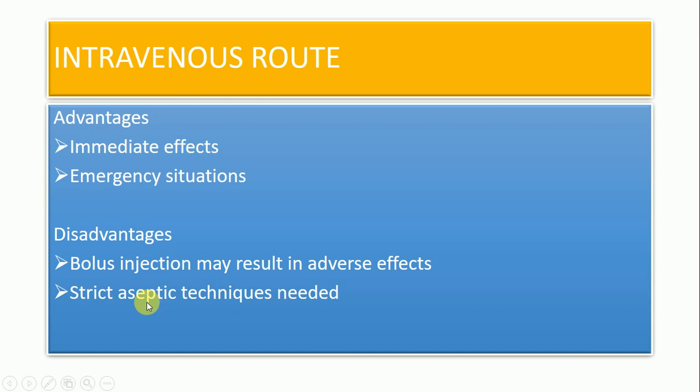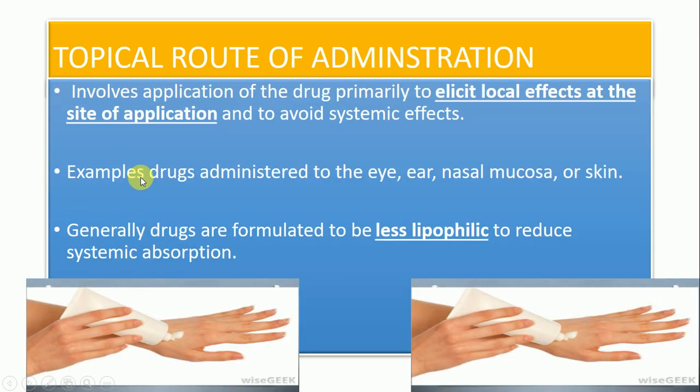Okay, let's go. There is another route of drug administration that we call the topical route. This involves application of the drug primarily to elicit a local effect at the site of application. It means here we apply our drug directly to the site of effect, and therefore we use this route in order to avoid the systemic effect.